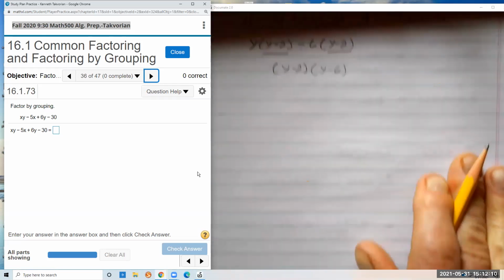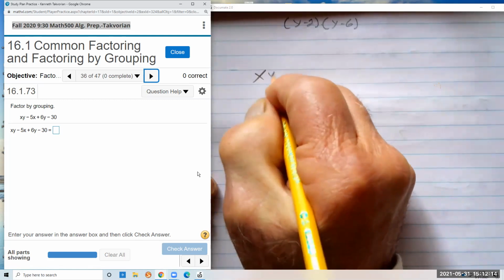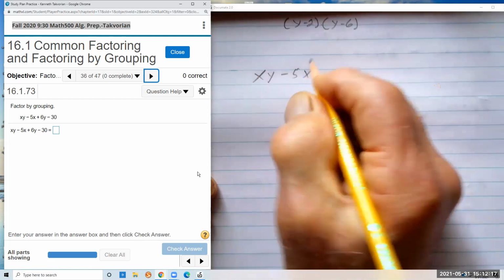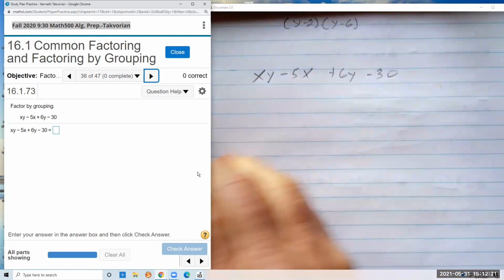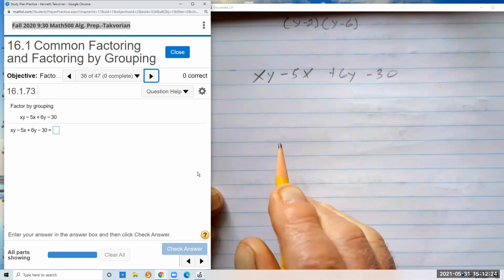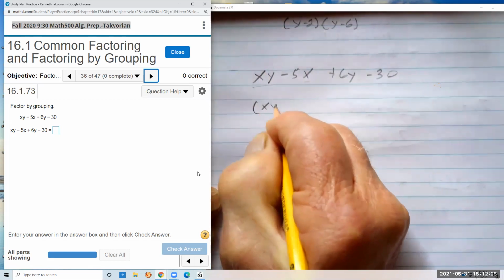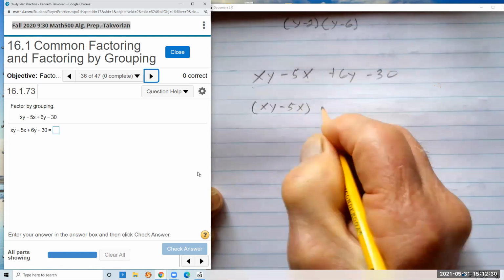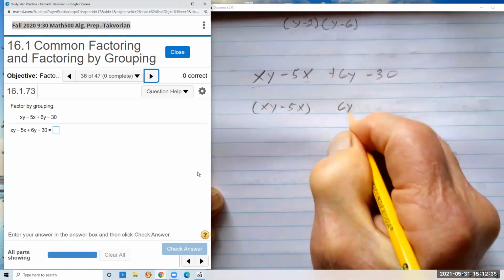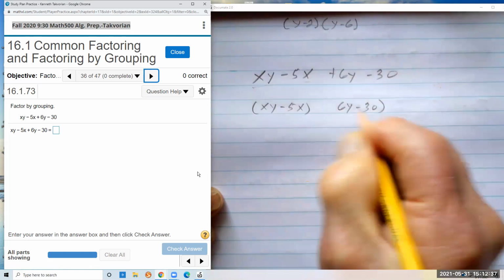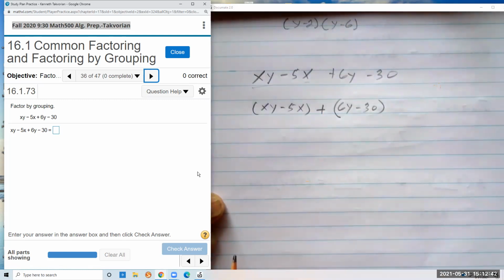Another example of factoring by grouping. Let's start off with xy minus 5x plus 6y minus 30. We have 4 terms, so grouping is considered. Let's group the first pair together, so that's going to be the quantity xy minus 5x. Let's group the second 2 terms together, that's 6y minus 30. We're grouping them and they're separated by a plus because this was just adding 4 quantities.